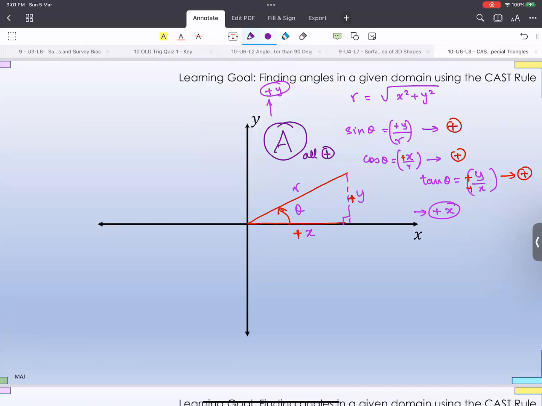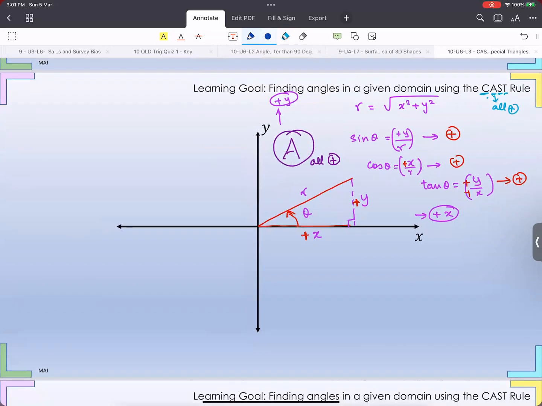So that is part of the CAST. That's what we're trying to investigate. What is C, what is A, what is S, T? A stands for all positive, and that's in the first quadrant. Let's try the second quadrant. What happens in the second quadrant?